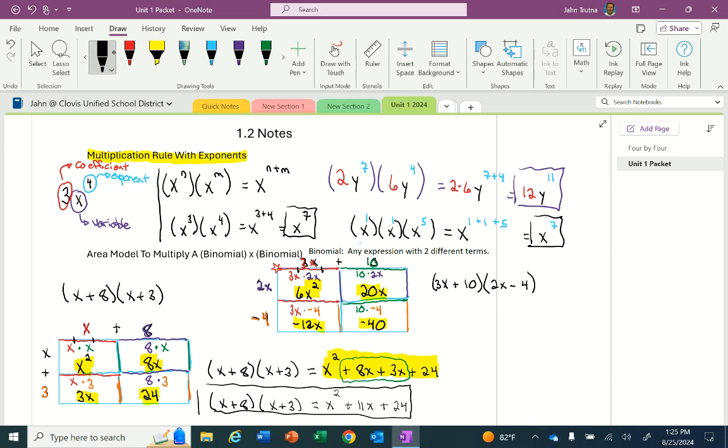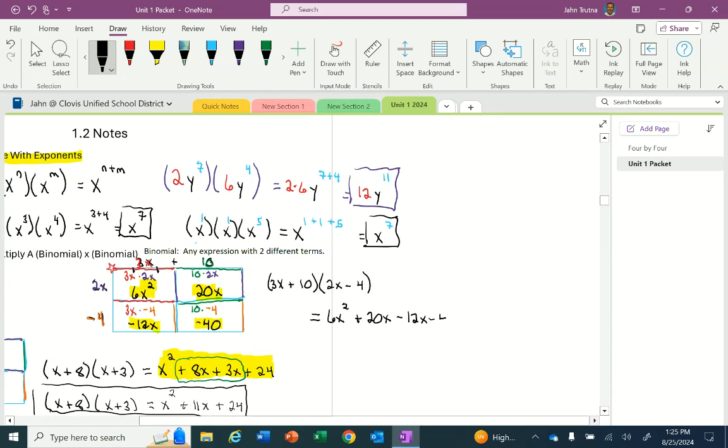So that tells me that the binomial 3x plus 10 multiplied with the binomial 2x minus 4 is equal to 6x squared, that's the top left rectangle, plus 20x. Why did I put plus 20x? Because the 20x is positive, minus 12x. Why did I put minus 12x? Because it's a negative 12x, minus 40. Why did I put negative 40? Well, the answer is because that 40 is negative. All right, and that's your answer right there.